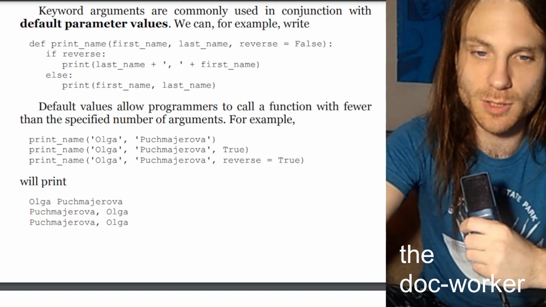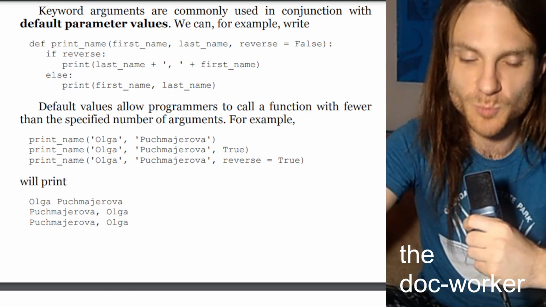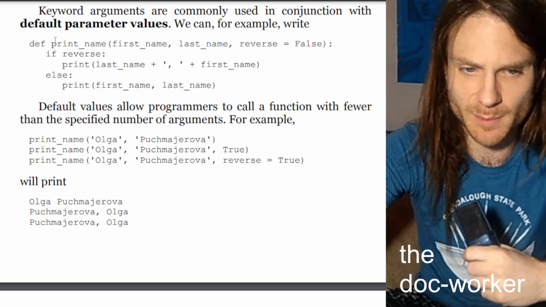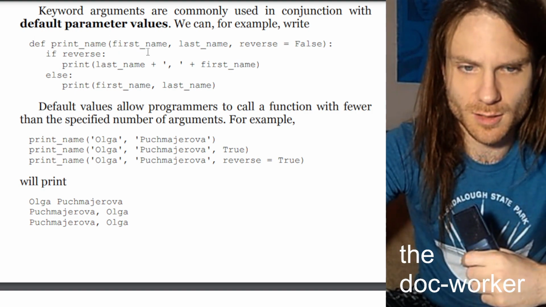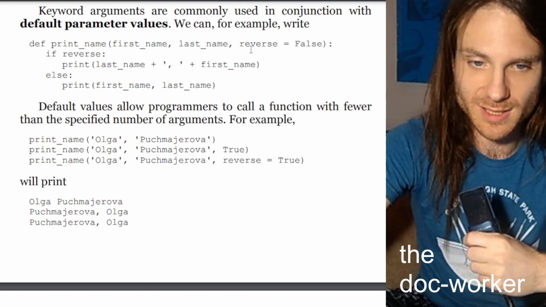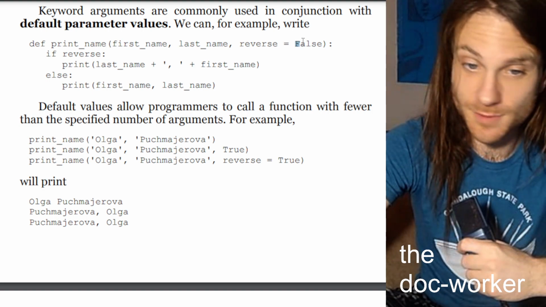Keyword arguments are commonly used in conjunction with default parameter values. We can, for example, write this printName function in the definition of which we explicitly define the reverse parameter as equal to false.